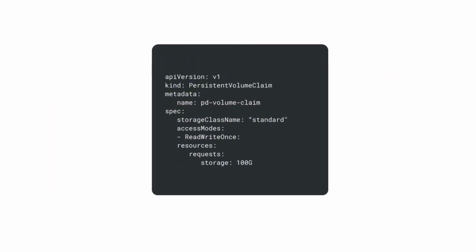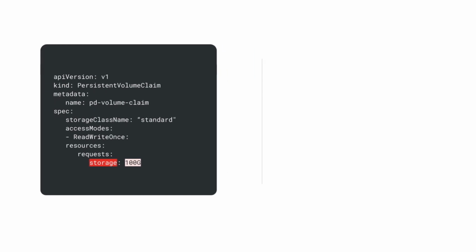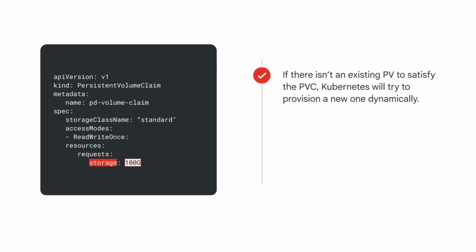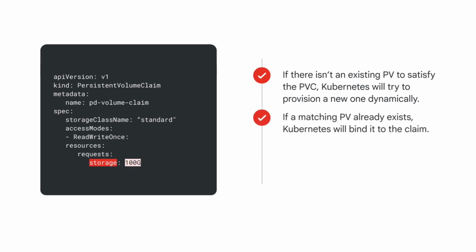But what if application developers claim more storage than has already been allocated to persistent volumes? If there isn't an existing persistent volume to satisfy the persistent volume claim, Kubernetes will try to provision a new one dynamically. By default, Kubernetes will try to dynamically provision a persistent volume if the persistent volume claim's storage class name is defined and an appropriate PV does not already exist. If a matching persistent volume already exists, Kubernetes will bind it to the claim.